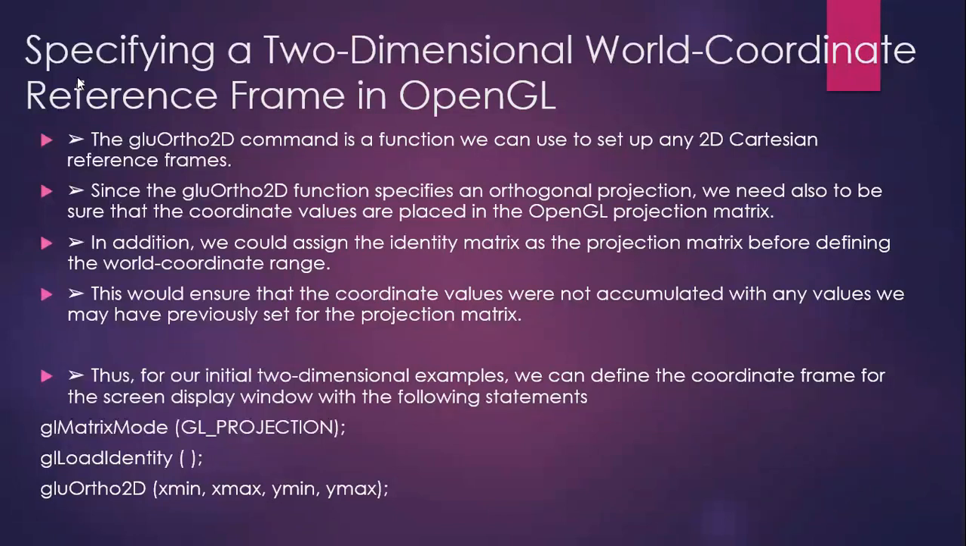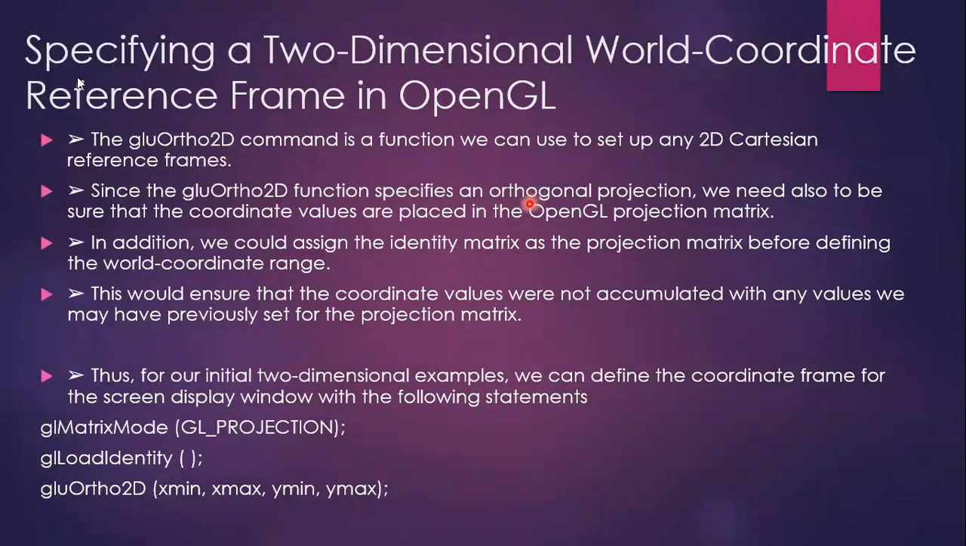We have a special function in OpenGL called gluOrtho2D. It's a command we can use to set up any 2D Cartesian reference frame. Using this command, gluOrtho2D, we can set up the reference frame on your screen. Since the gluOrtho2D function specifies an orthogonal projection, we also need to be sure that the coordinate values are placed in the OpenGL projection matrix.